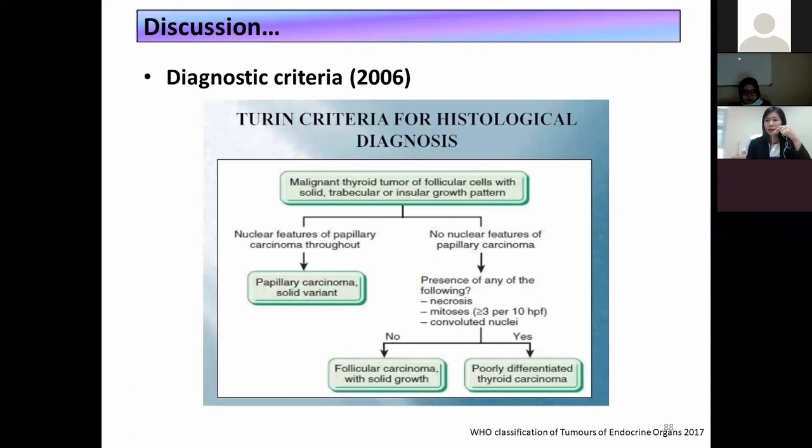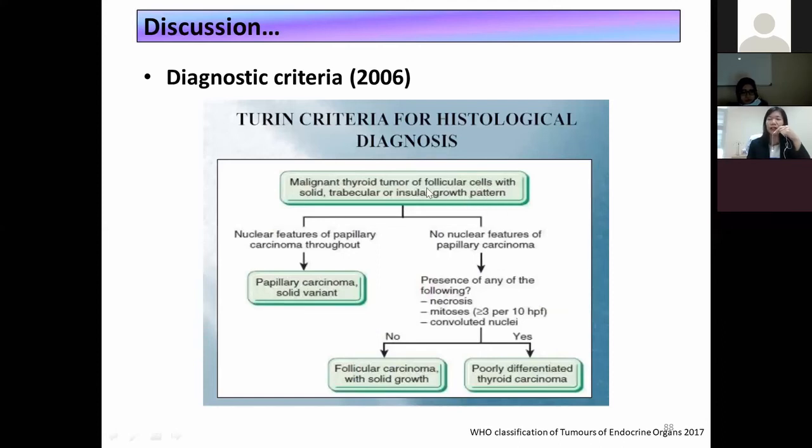So this is taken from the latest WHO 2017. We use the Turin criteria to diagnose poorly differentiated thyroid carcinoma histologically. You need to have a solid growth pattern, trabecular and insular growth pattern. This is the first criterion that you must fulfill before you call this entity. And they should not have the nuclear features of a papillary carcinoma.